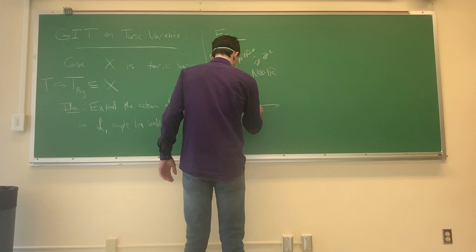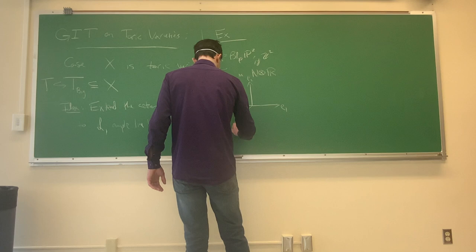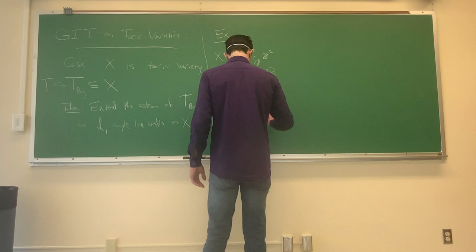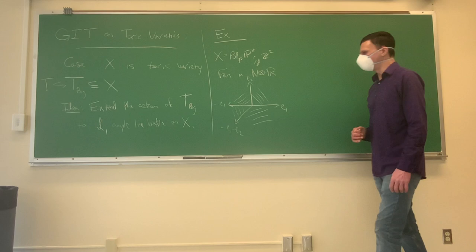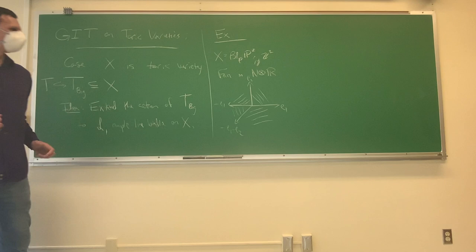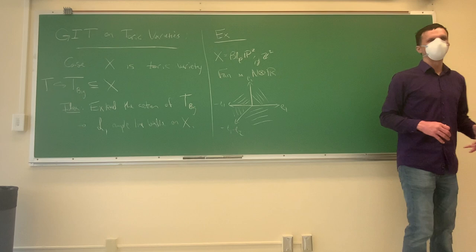My vectors are e2, e1, minus e1, and minus e1 minus e2. Okay, and in this case, divisors and line bundles are the same thing. So a divisor is just, I assign to every ray of this fan an integer, and that gives me the divisor corresponding to that weighted sum of the torus invariant divisors.